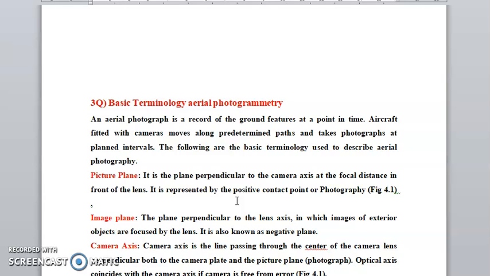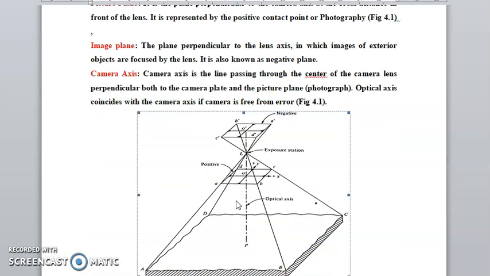Third one, camera axis. The camera axis is the line passing through the center of the camera lens, perpendicular to both the image plane and the picture plane. The optical axis coincides with the camera axis if the camera is free from error.